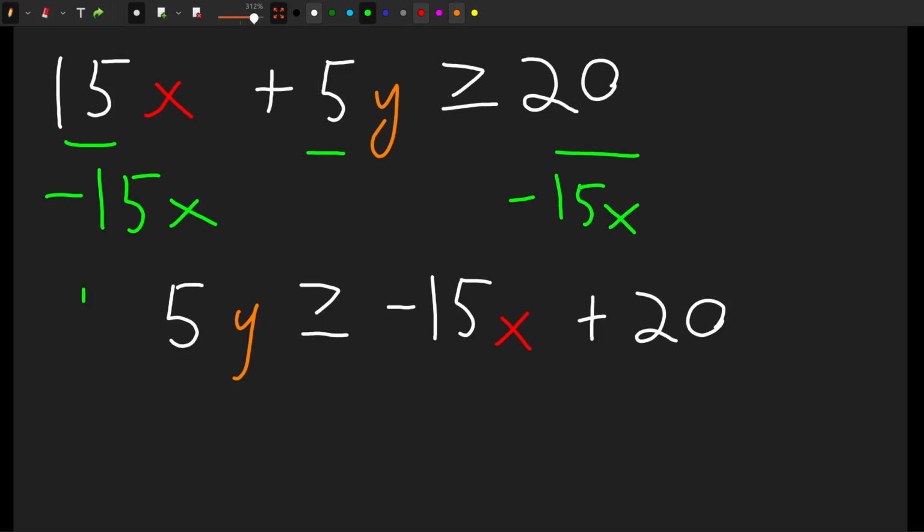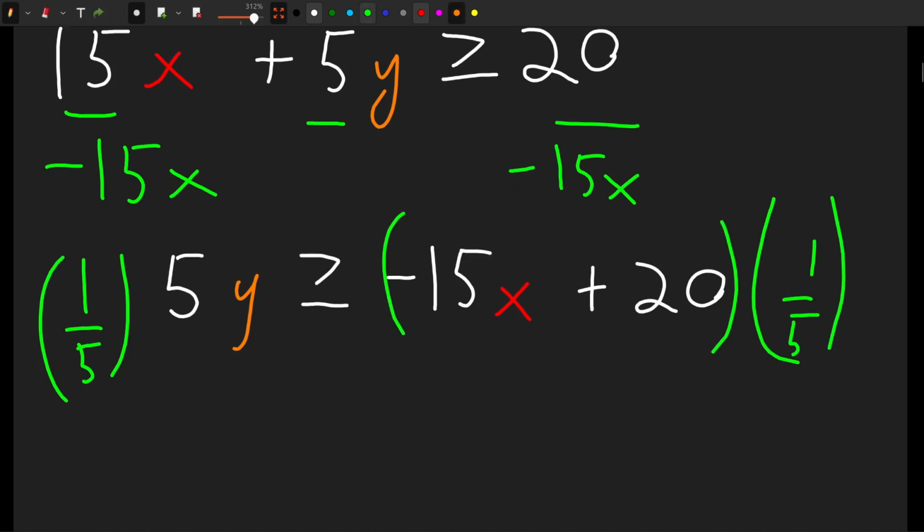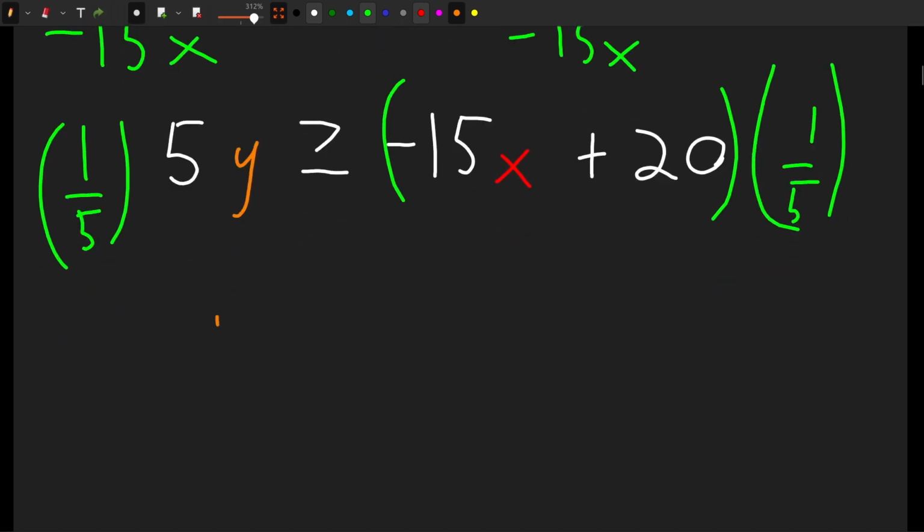Let me go ahead and do that. So if I multiply both sides by 1/5, it looks something like this. On the left-hand side, I'm going to get y is greater than or equal to negative 15 times 1/5, which is negative 3. 20 times 1/5 is 4, so I'm going to get negative 3x plus 4.